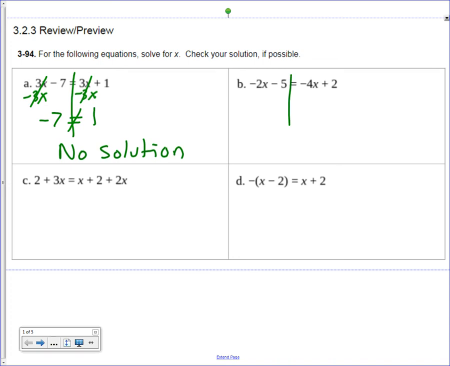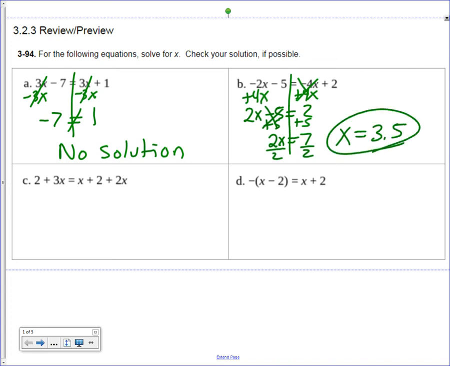For b, I'm going to add 4x to both sides. So I get 2x minus 5 equals 2. Add 5 to both sides. So I get 2x equals 7. Divide by 2, so I get x equals 3.5, or 7/2. For c, I'm going to get 2 plus 3x on both sides. As soon as I see that they're the same, I know it's infinite solutions.